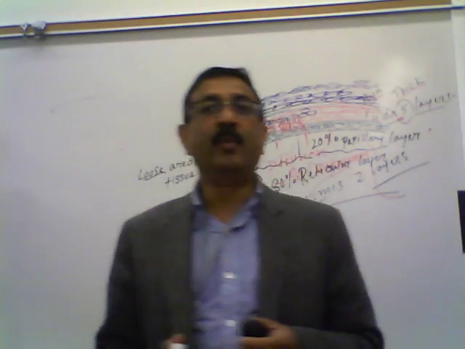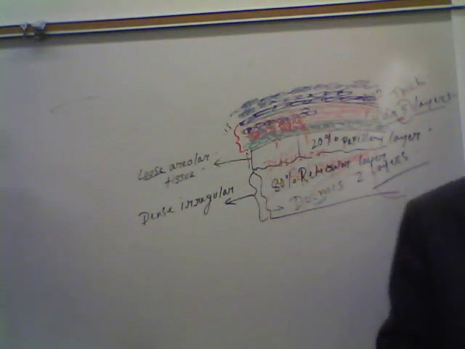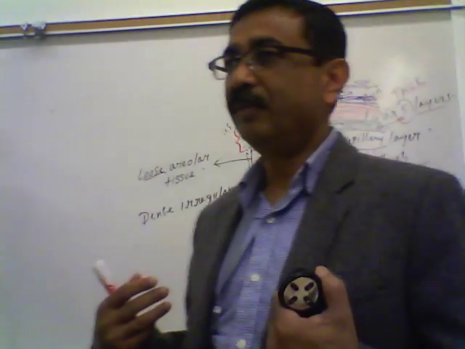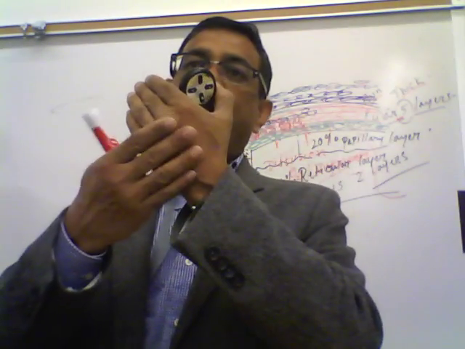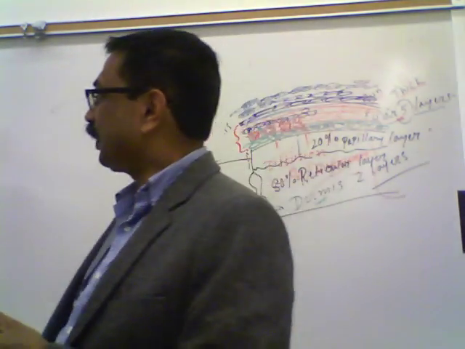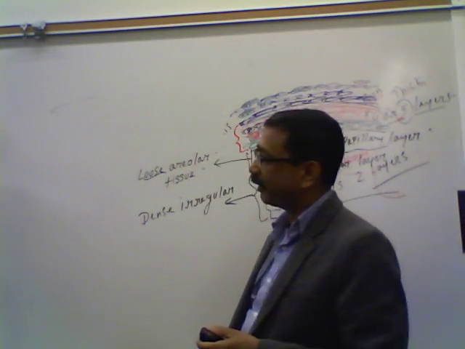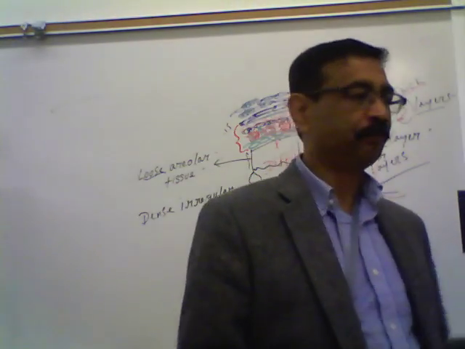Cyanosis is the bluish coloration of the skin. If someone has lack of oxygen in the tissue, then the color of the skin turns bluish. So that is cyanosis. So those can be easily detected by looking at the color of the skin.